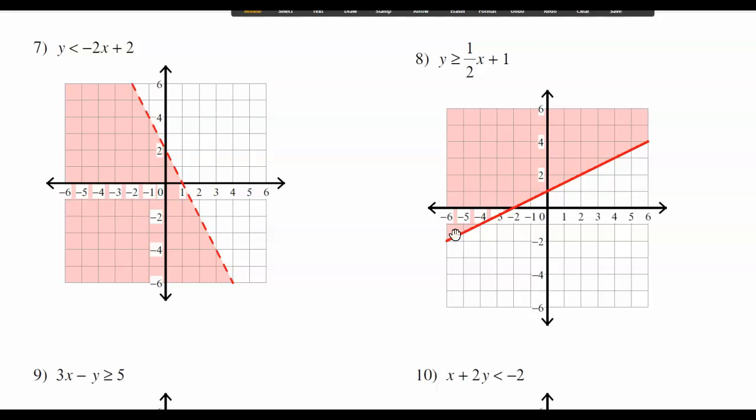In 7 and 8, once again, we are plotting our key points. So y-intercept is positive 2, slope is negative 2, so you go down 2 over 1, down 2 over 1, down 2 over 1. It is less than, so my inequality is dashed. And then again, where are the y values less than? They're less than below the y-intercept. So my shading is below the graph.